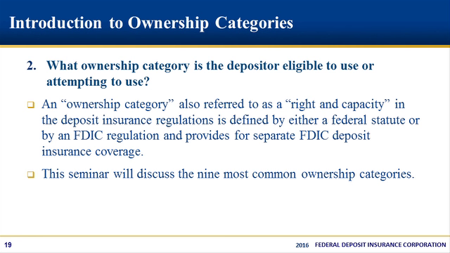In this seminar, we will discuss the 9 most common categories of deposit insurance coverage. Out of the 9 categories available, individuals can qualify for separate coverage under up to 6 different deposit insurance categories. Understanding the rules for each category is critical, since some of the categories allow for deposit insurance coverage in excess of $250,000, provided the specific requirements for that category are met.